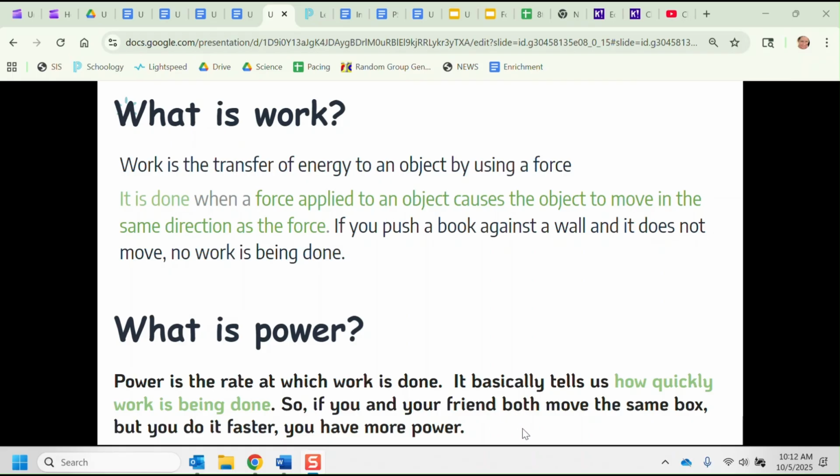What is power? Power is just the rate at which work is done. It basically tells us how quickly work is being done. So if you and your friend both move the same box, but you do it faster, you have more power.